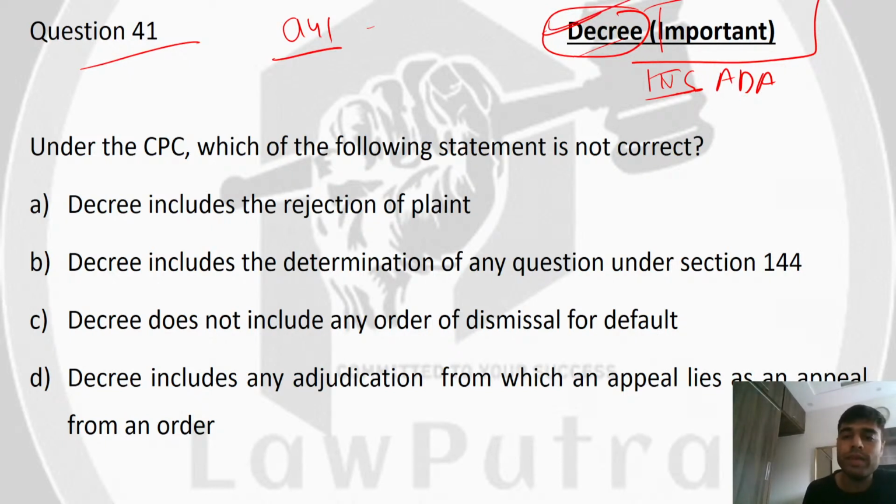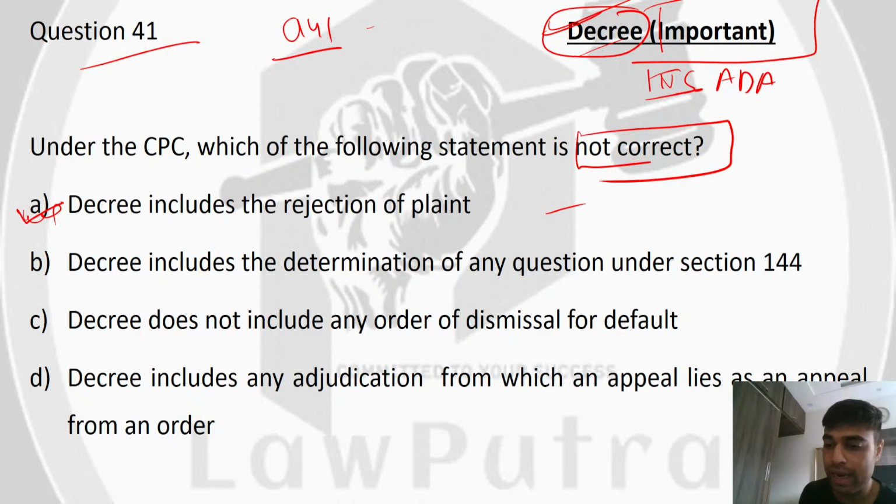Under CPC, which of the statements is not correct? Decree includes the rejection of plaint. Decree includes determination of any question under section 144. Decree does not include an order of dismissal for default. Decree includes an adjudication from which an appeal lies as an appeal from an order.